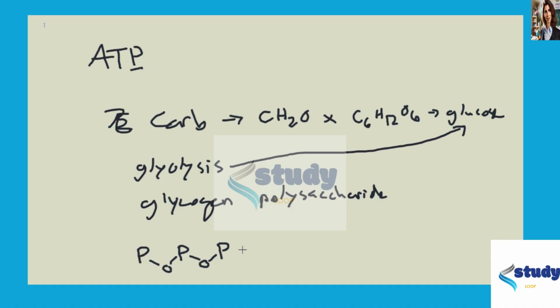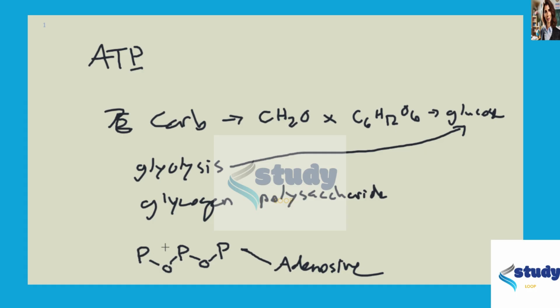So ATP, adenosine triphosphate, is simply three phosphate groups, triphosphate, linked to that adenosine molecule.